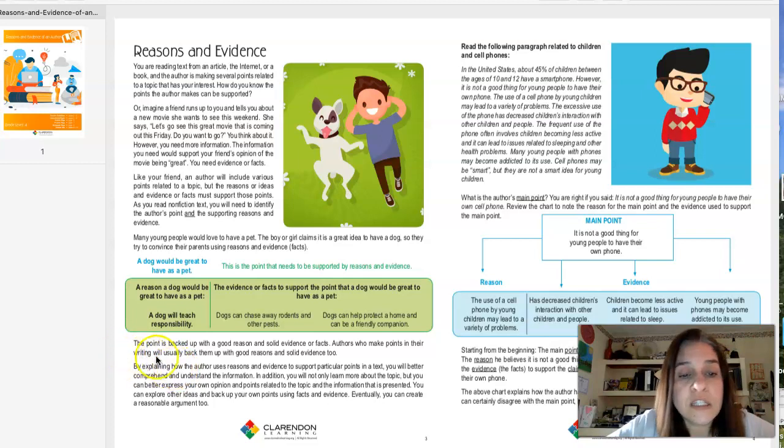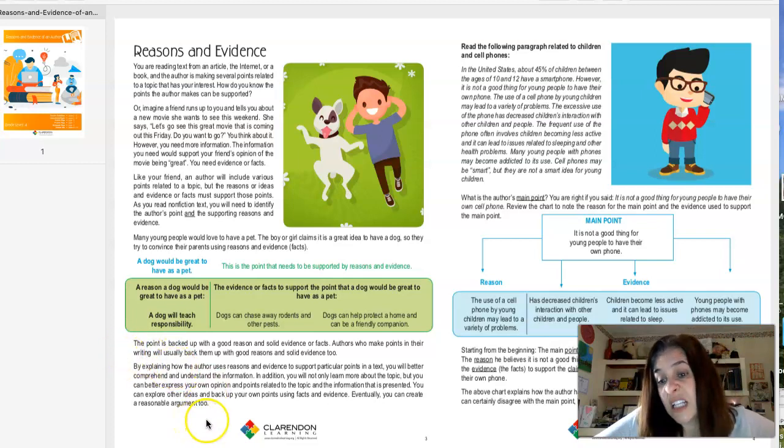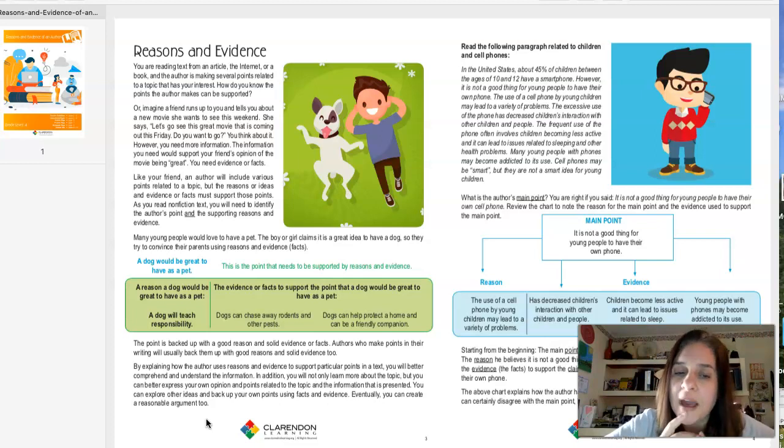So, this point is backed up with a good reason. It's got some solid evidence or facts, and authors who make points in their writing will usually back them up with good reasons and solid evidence too.